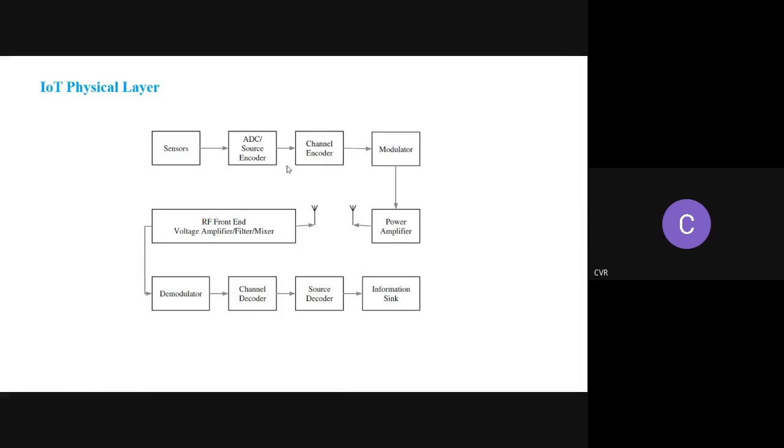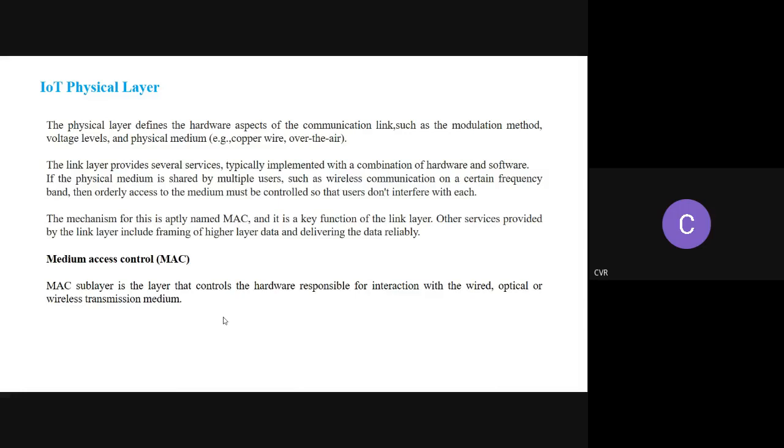Okay, so once the data is modulated, you'll have a power amplifier, which is required because you have to increase the power of the signals that you want to transmit, and then you'll be transmitting through the antenna. On the receiver side you will get the signals, and then you will do the demodulation and decoding of the signals. So this is how it is done. So the physical layer will define the hardware aspects of the communication link: the different modulation methods, and which medium you want to use for the data transfer.